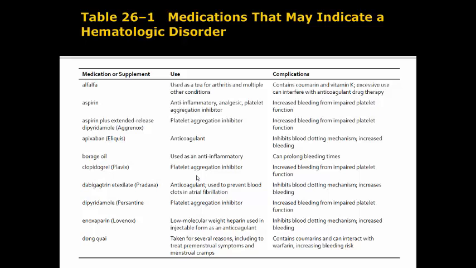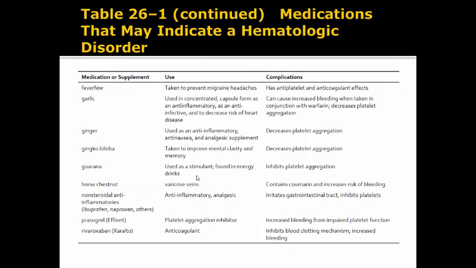Prescription medications, Plavix, Lovenox, things like that. These are different medications that will inhibit your clotting in some form or another. Garlic can cause increased bleeding if taken in conjunction with your warfarin. It decreases your platelet aggregation.